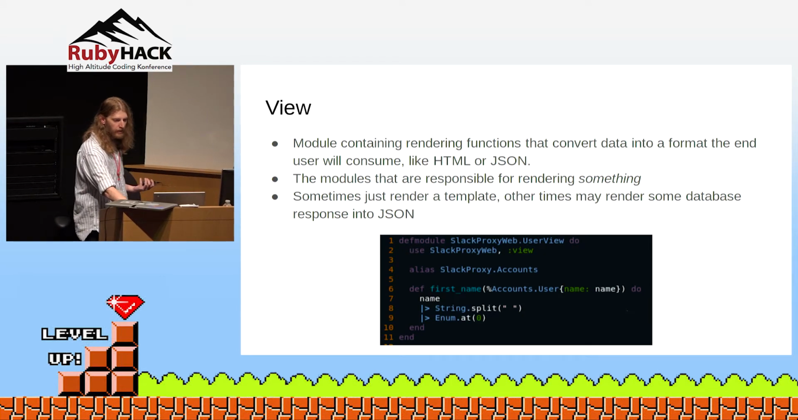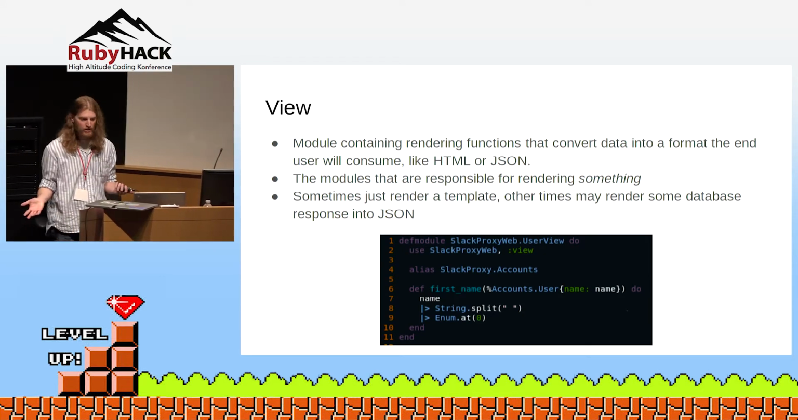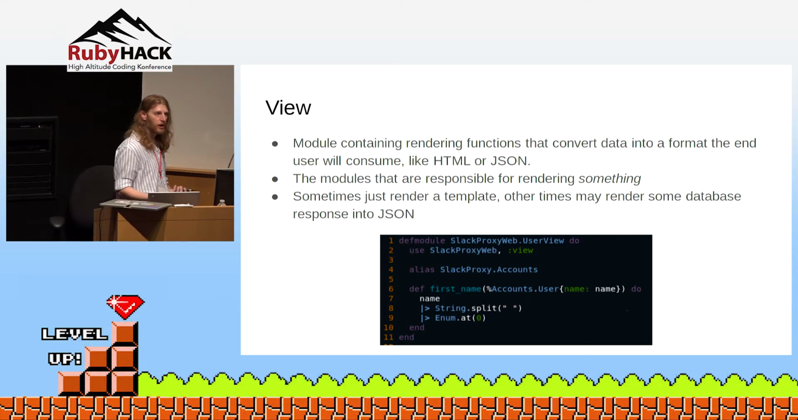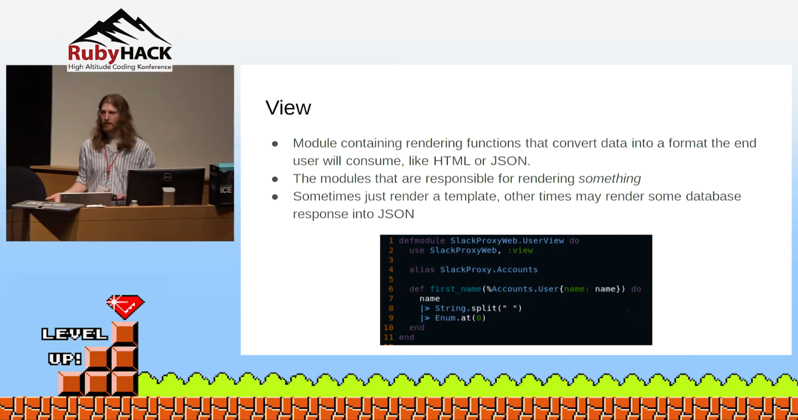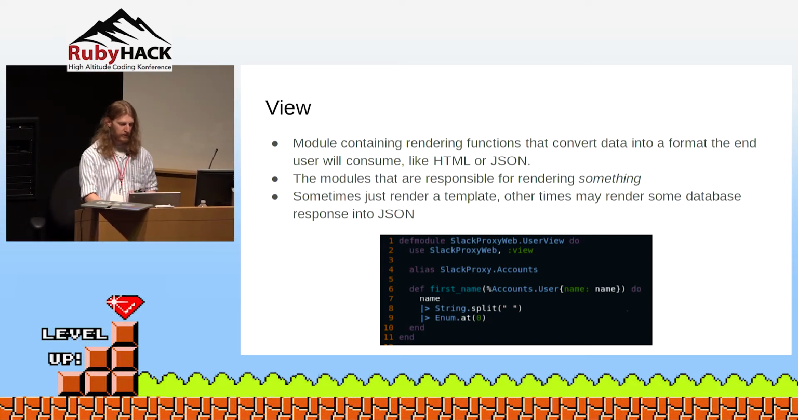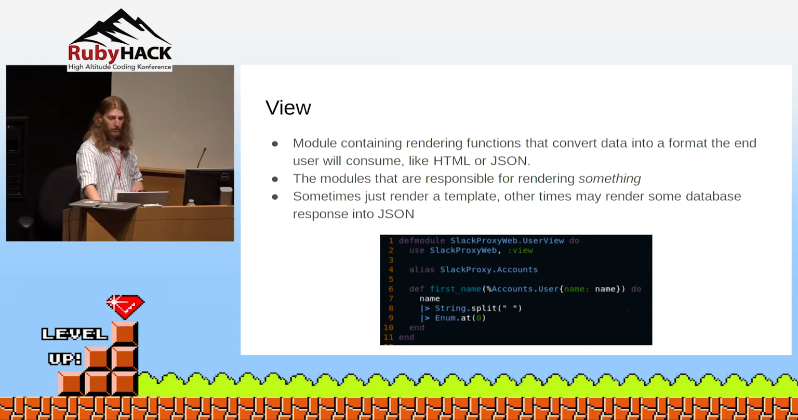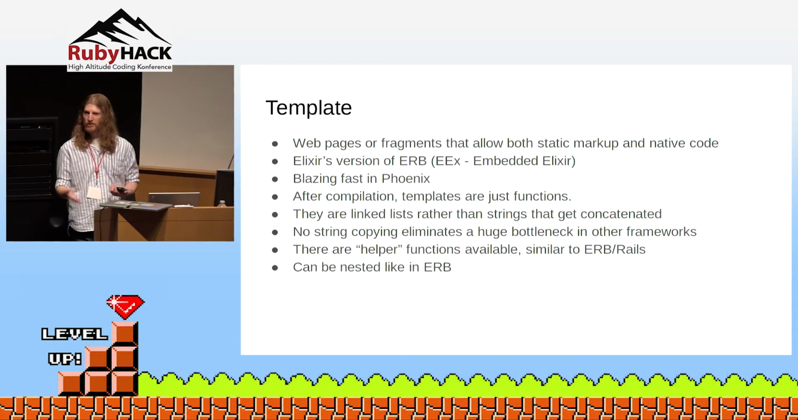So a view is basically a module that just contains rendering functions. The key takeaway is that it's the view's job to render something. If it's just JSON, that's fine. If it's HTML, that's good too. Sometimes it'll do a little bit more, but there is a difference between views and templates.